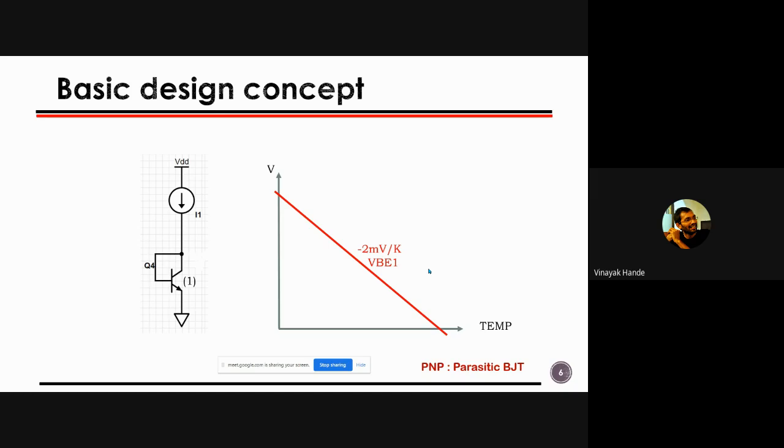Then this is a well-known fact that VBE reduces with temperature with a slope of minus 2 millivolt per Kelvin, right? For the bandgap based voltage reference, the references I have used are Razavi and Paul Gray, because Paul Gray has a much more detailed explanation about the voltage reference. If anybody wants to go a little bit deeper, I think they can read Paul Gray.